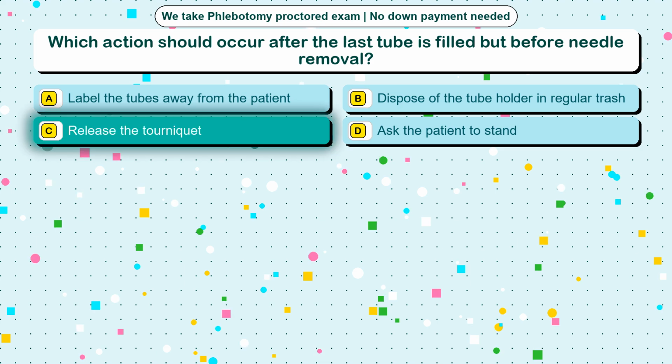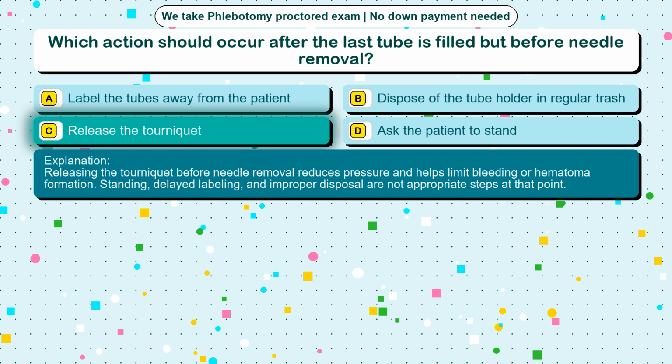The correct answer is option C. Release the tourniquet. Releasing the tourniquet before needle removal reduces pressure and helps limit bleeding or hematoma formation. Standing, delayed labeling, and improper disposal are not appropriate steps at that point.